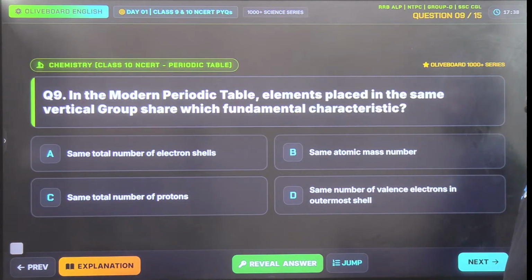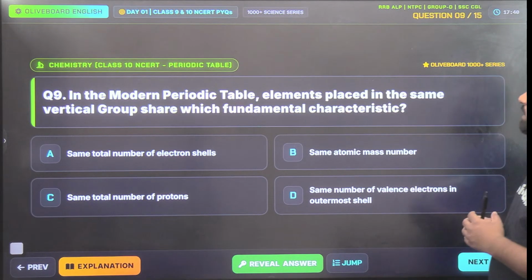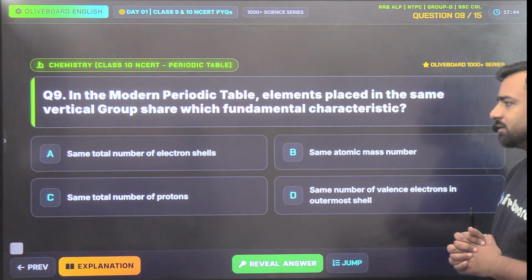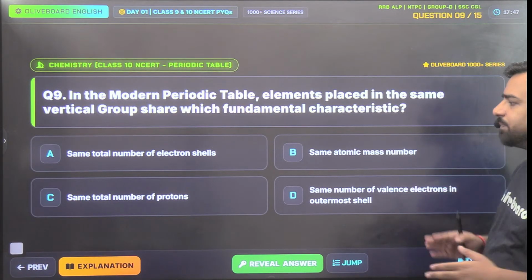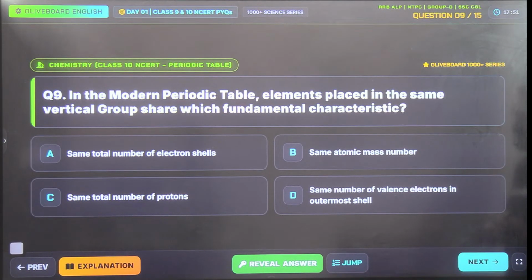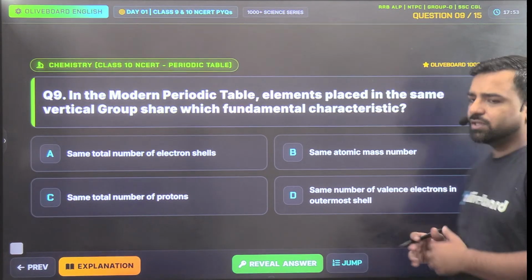Next. In the modern periodic table, elements placed in the same vertical group share which fundamental characteristic? The same number of electron shells, the same number of protons, the same atomic mass number, or the same number of valence electrons in the outermost shell? What do you think should be the correct answer?